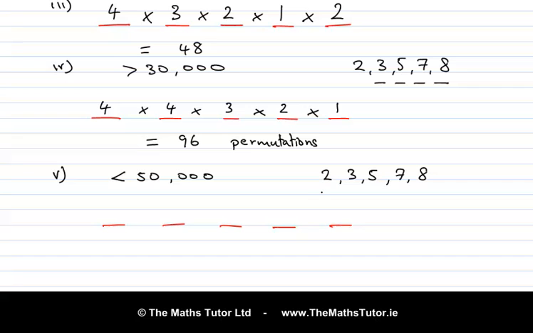In this case, a 2 would work there, or a 3. A 7 or 8 are not going to work. The 5 is not going to work either. So we only have 2 choices. For the second choice, we've used one number, so we have 4 choices left, 3, 2 and 1. So multiplying 2 by 4 by 3 by 2 by 1, that's 48. 48 permutations or arrangements we call them.